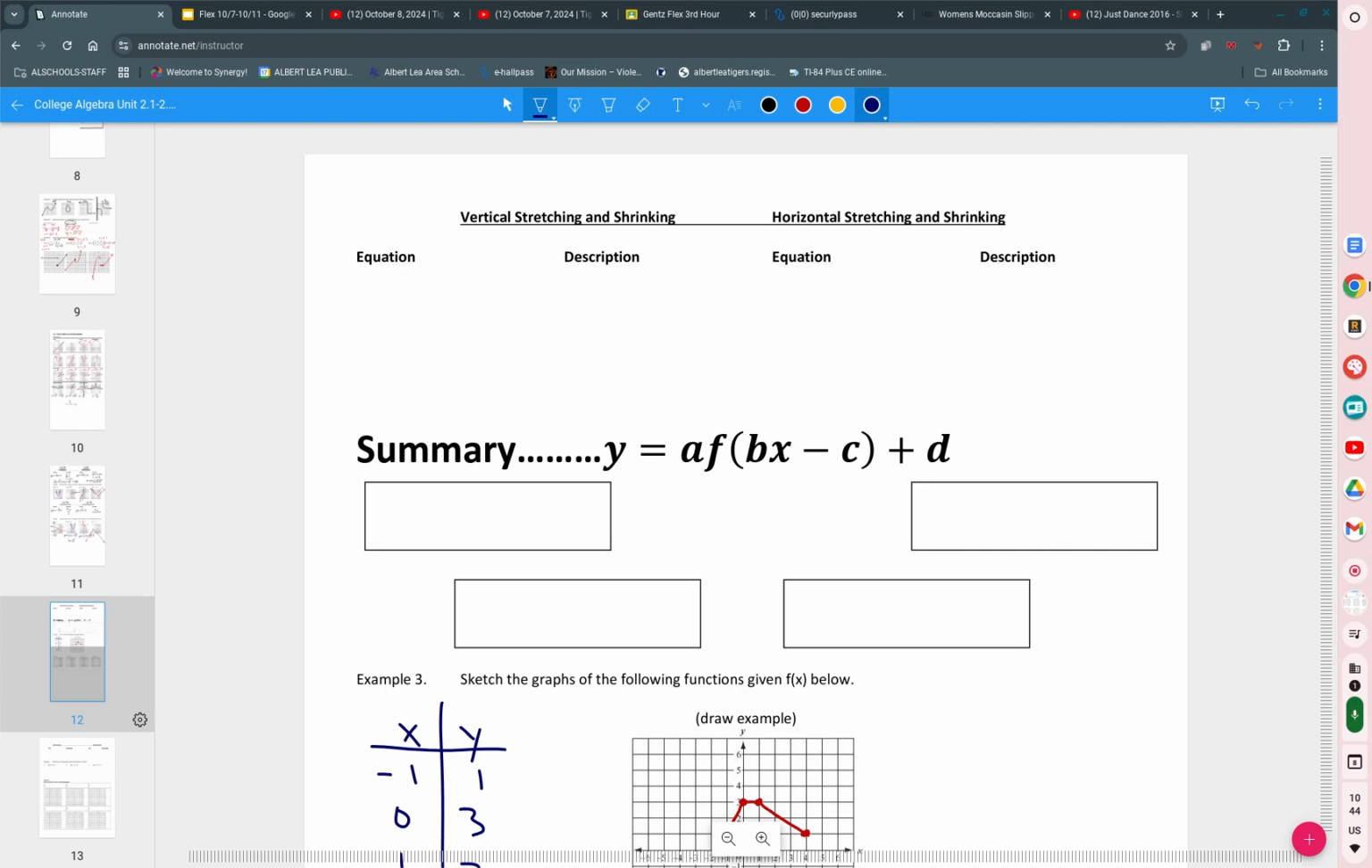Moving up, down, and we talked about flipping vertically and horizontally. But what about stretching things or shrinking things? That's what we want to talk about today.